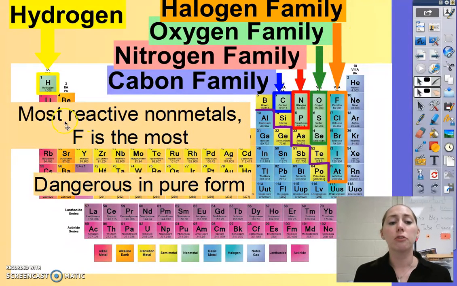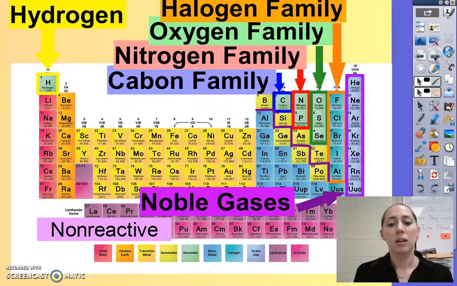Now we know that our group 1 alkali metals are the most reactive of the metals. Well, halogens here, they're the most reactive of the nonmetals. These guys are always reactive, and this makes them very dangerous in their pure form. Fluorine, chlorine, bromine, iodine, and astatine all can be very poisonous in their pure form. We've also got group 18 here. These are our noble gases.